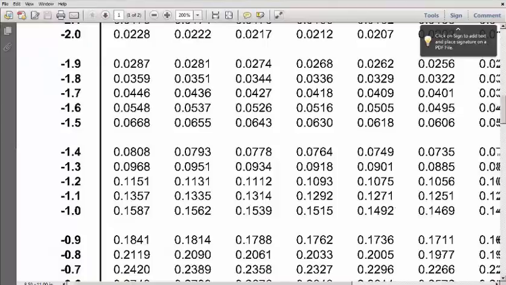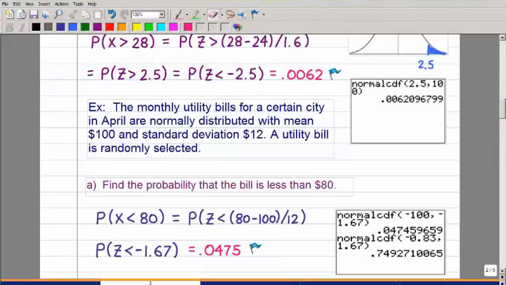0.0475. And there's the calculator, normal CDF. The next normal CDF is for the next problem. So negative 100, because you're starting from negative infinity, because you stay with less than. Negative 100, comma, to negative 1.67. And there it is. 0.47, rounded would be 0.475.